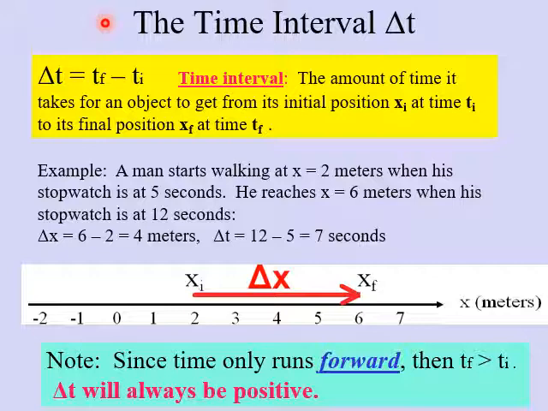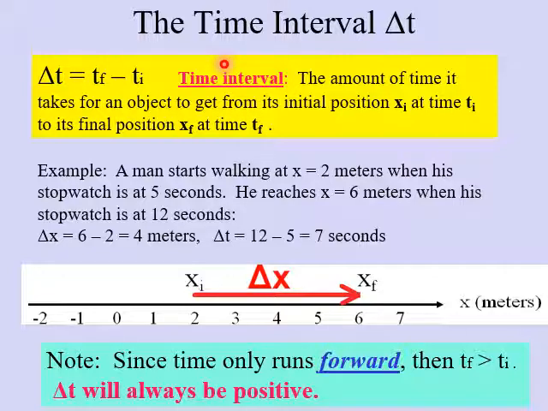The next thing we can talk about is intervals of time, the time interval delta t. So again, by definition, remember when we have anything with a delta sign in front of it, it means a change or a difference between the final value and the initial value. So delta t is defined as t sub f minus t sub i. Now what does this physically mean? Well, this is a time interval.